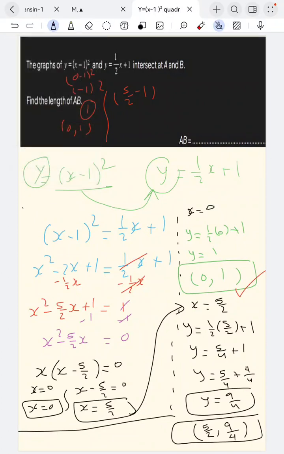Okay, 5 over 2 minus 1, all to the power 2. 5 over 2, you can make it 5 over 2 minus 2 over 2, so it will be 3 over 2. All to the power 2 is going to be 9 over 4. So yes, when x equals 5 over 2, y is going to be 9 over 4. So that's it. So now we checked.